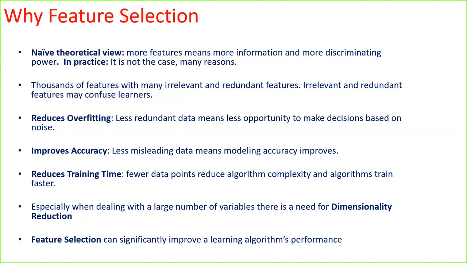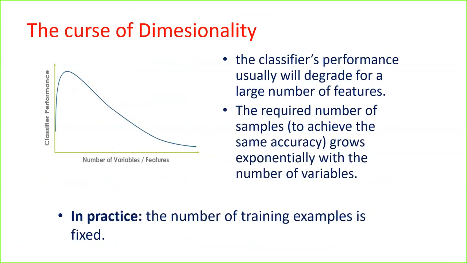Okay, especially when you are dealing with a large number of variables, there is a need for dimensionality reduction. So these are the reasons why we need feature selection or dimensionality reduction, because it reduces the overfitting, improves the accuracy, reduces the training time. All right. And feature selection can significantly improve learning algorithm performance as well.